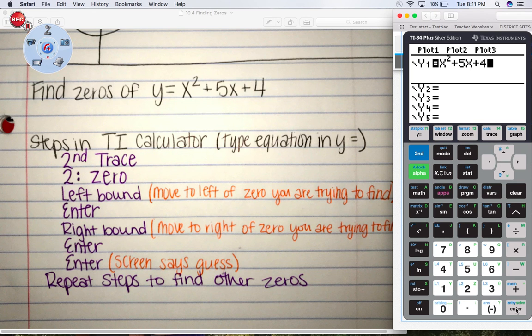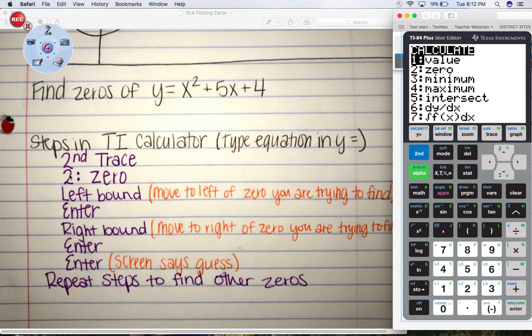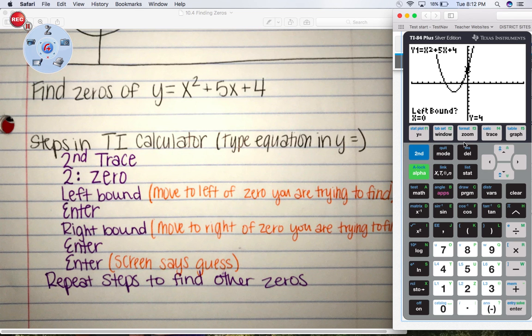So that's my equation. Now the next thing after I've typed in my equation is I want to hit second trace. Now, if you hit the graph button on this one, you are going to be able to see them. If I hit graph, you can see it's at -1, -2, -3, and -4. You can also just, but I'm going to show you again. I always like to show easy ones first before I show the more complicated. So I'm going to hit second trace, go down to number 2, which is zero. Now this is the part everyone always messes up on.